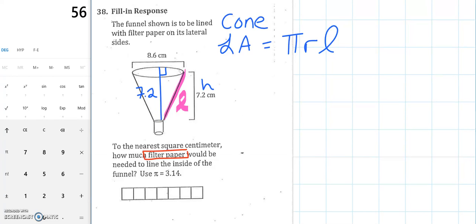For my right triangle, I'm going to use a squared plus b squared equals c squared. In this case, I still need to figure out what my length is here for the right triangle, because 8.6 is the entire side. It's the diameter of your cone. So I need to get half of that to just get this length at the top. Half of 8.6, 8.6 divided by 2, is going to equal 4.3.